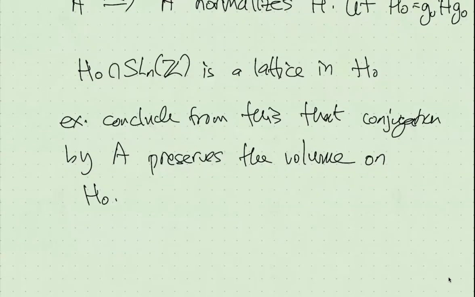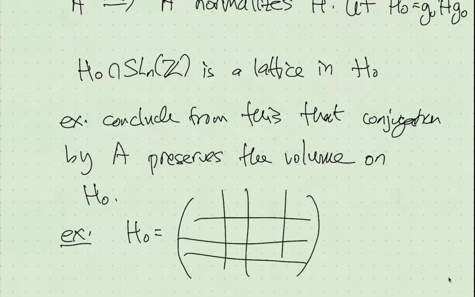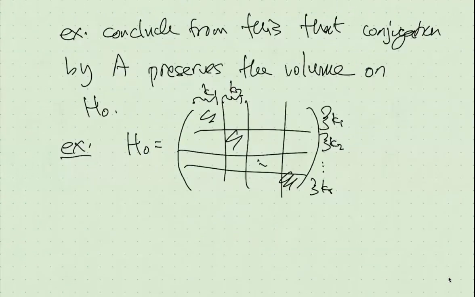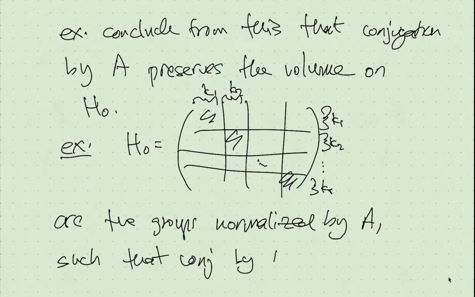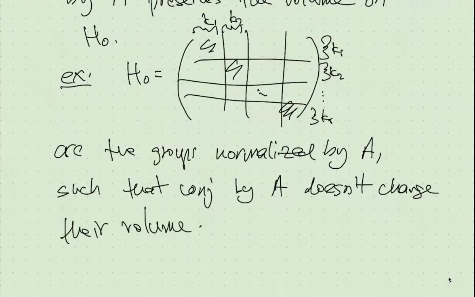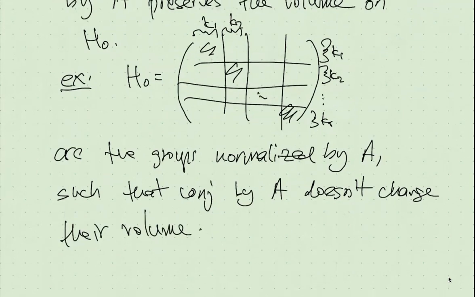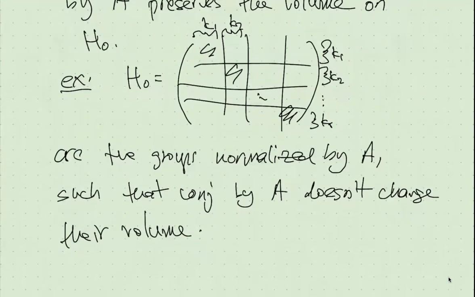Okay, now here's another exercise which follows from this. H0 looks like a block group. So this is just something about, but the blocks at this point don't have to be of the same size. A1, A2, AR. So exercise, these kinds of groups are the groups normalized by A such that conjugation by A doesn't change their volume. Maybe I'll say a few words about that exercise in a moment, but let's just assume it and continue.